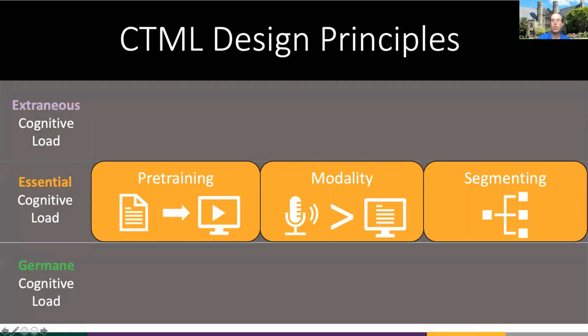And there you have it. Those are the 3 CTML design principles for essential cognitive load. So just to review: pre-training, define those key concepts before video; modality, use the spoken word more often than words on a screen; and segmenting, keep your videos short by setting a time limit for yourself.